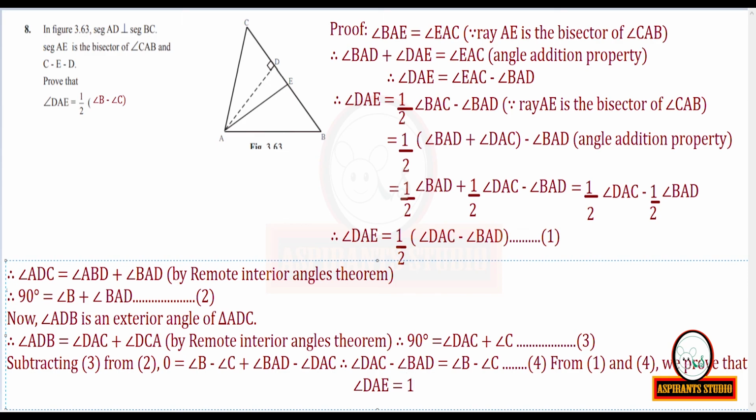Hence we prove that measure of angle DAE is equal to half of measure of angle B minus measure of angle C. When I am telling half of, then you have to open the bracket. Measure of angle DAE is equal to half of measure of angle B minus measure of angle C. Hence we prove that measure of angle DAE is equal to half of measure of angle B minus measure of angle C.